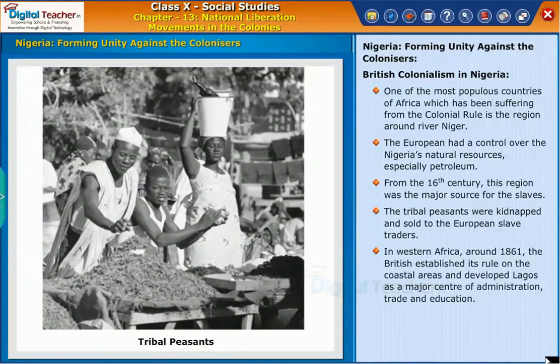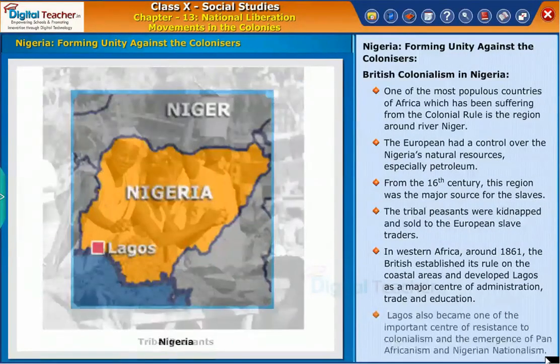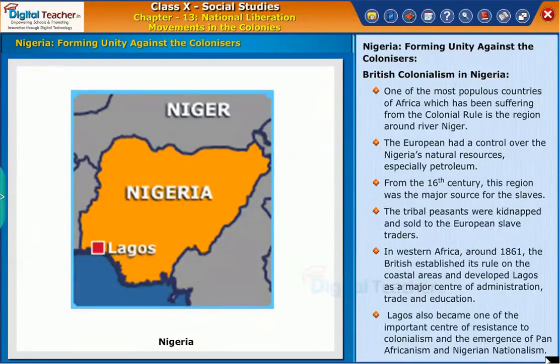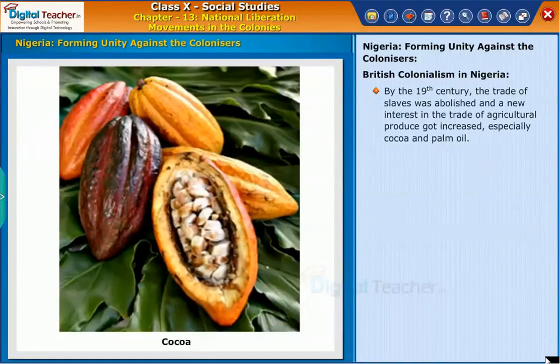In Western Africa, around 1861, the British established their rule on the coastal areas and developed Lagos as a major center of administration, trade, and education. Lagos also became one of the important centers of resistance to colonialism and the emergence of Pan-Africanism and Nigerian nationalism. By the 19th century, the trade of slaves was abolished and a new interest in the trade of agricultural produce increased, especially cocoa and palm oil.